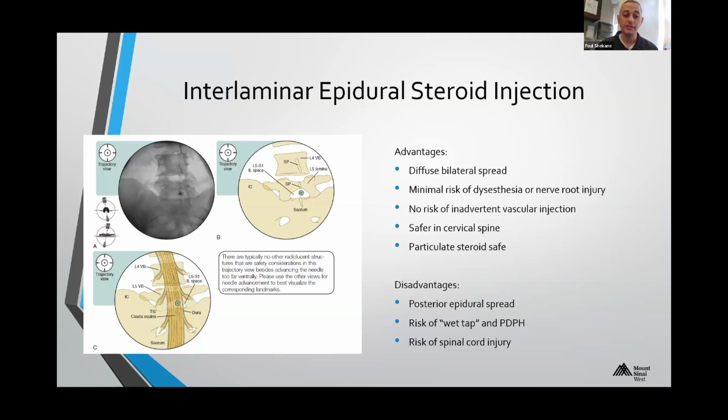However, with image guidance, this complication is rare. And finally, depending on the level of the epidural, there's risk of spinal cord injury. However, again, this is a very low risk.